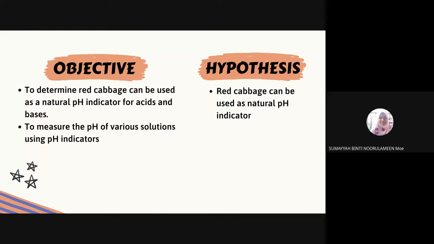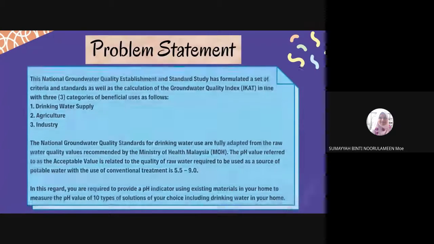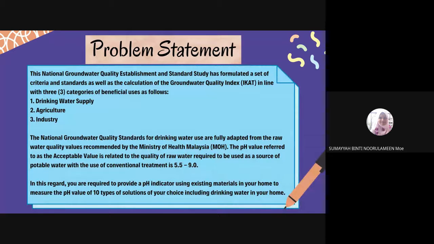Objective: to determine whether red cabbage can be used as a natural pH indicator for acids and bases, to measure the pH of various solutions using the pH indicator. Hypothesis: red cabbage can be used as a natural pH indicator. This is the problem statement.